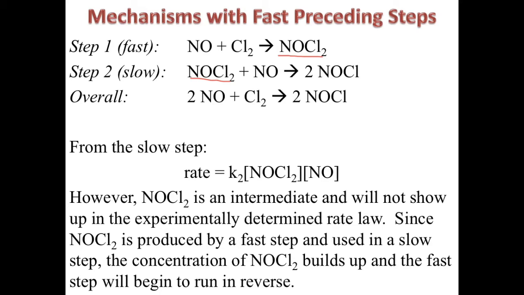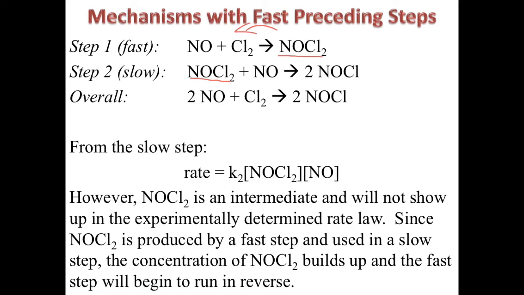The NOCl2 is produced in the fast step and used in the slow step, so the concentration of the NOCl2 builds up as the fast step begins. And eventually it will start to run in reverse, so the NOCl2 will start to break down back into nitrogen monoxide and chlorine, going this way.